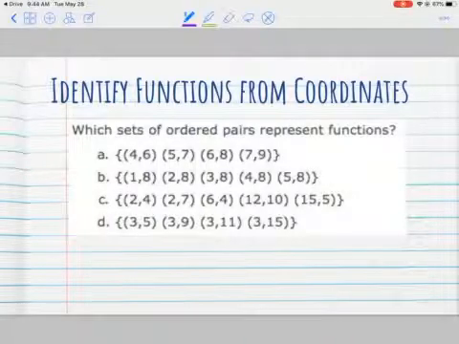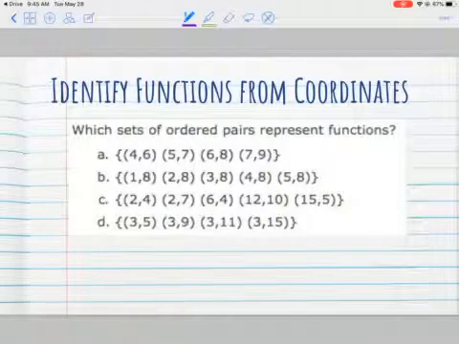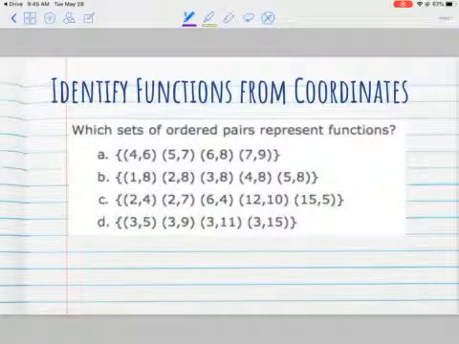I'm going to go back to that definition and think: each input has only one output. So I'm going to look at my x values and see if any x values repeat. If I look at A and the x values 4, 5, 6, and 7, I notice that there aren't any repeats there. So that one is a function.